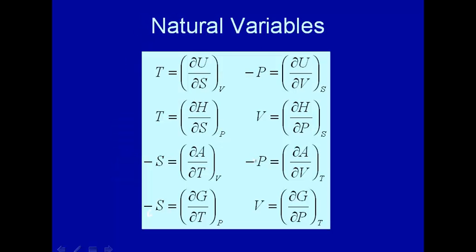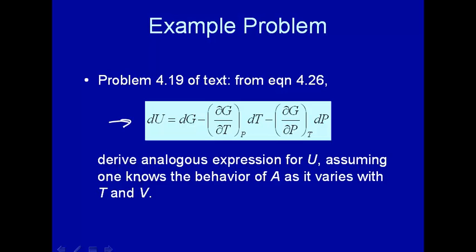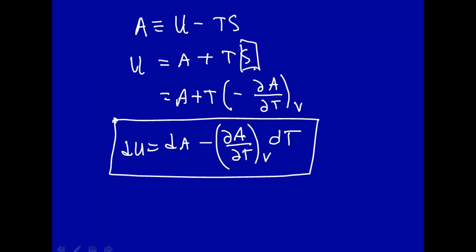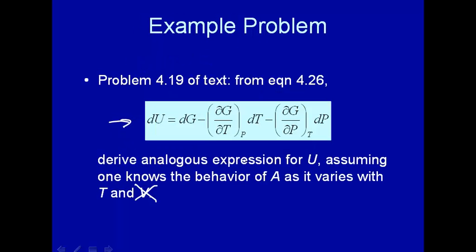Now if we look at the problem, it said, assuming one knows how A varies with T and V. Well, we really don't have to know how it varies with V. In fact, you just have to know how it varies with T, temperature. All right, so those are the kinds of things that you can do using natural variables and partial derivatives. So we'll continue along this line in the next part of Lecture 8.